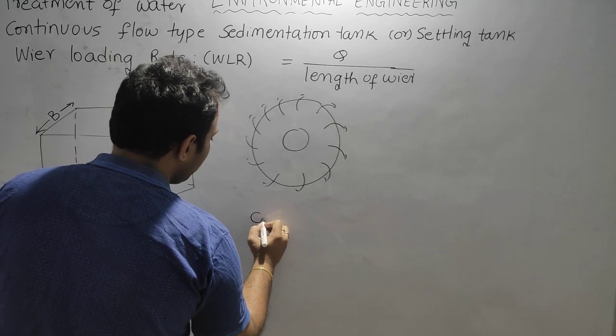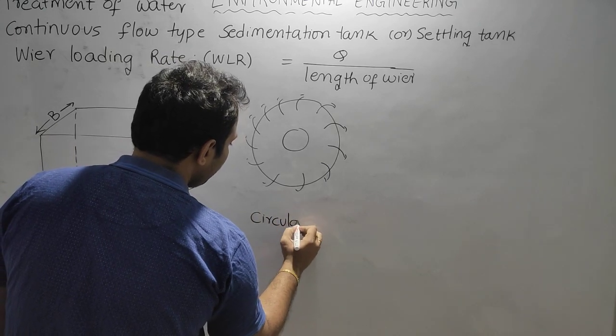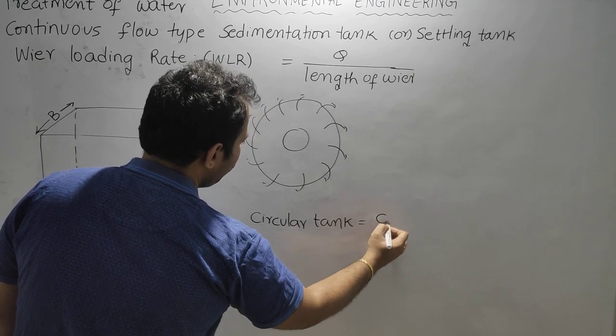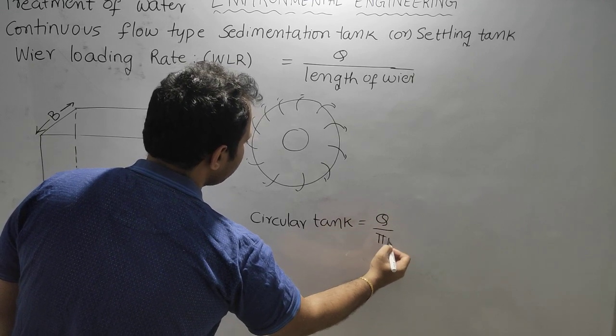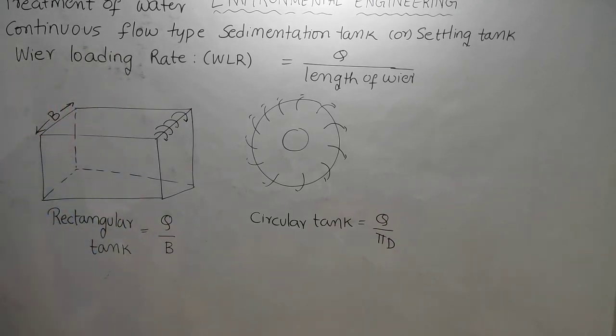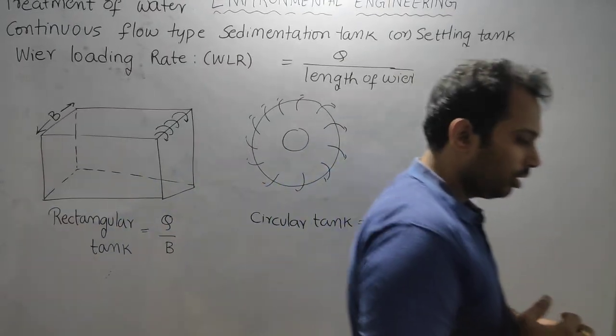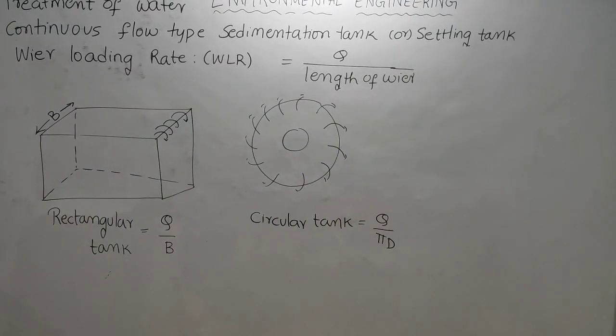Here for a circular tank, it is equal to Q by pi into D. This is the length of the weir. Pi D is the length of the weir for a circular tank. Okay, so this is all about the sedimentation tank, or settling tank. Plain settling tank, plain sedimentation tank.